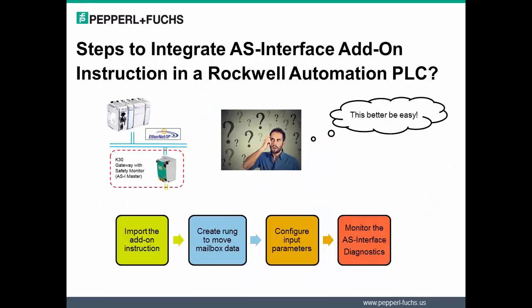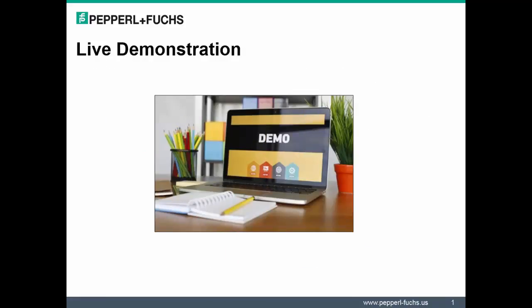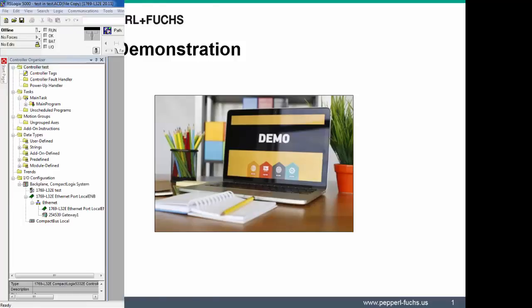Now, let's review the four steps necessary to successfully program the ASInterface add-on instruction in RSLogix 5000, such that ASInterface Diagnostics can be retrieved at the Rockwell Automation PLC. This list of steps includes Step 1, import the add-on instruction. Step 2, create rung to move mailbox data. Step 3, configure the input parameters. And Step 4, monitor the ASInterface Diagnostics. At this point, we are ready to start the live demonstration to see just how easy it is to program the ASInterface add-on instruction in RSLogix 5000.